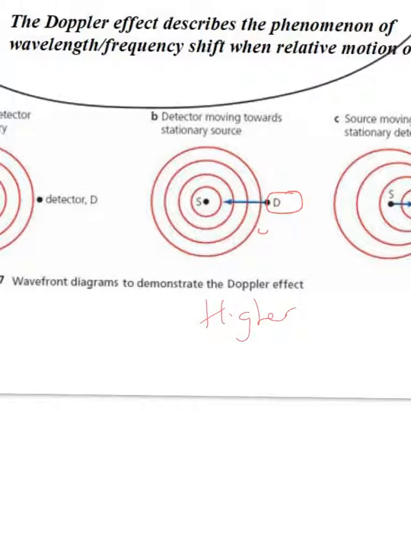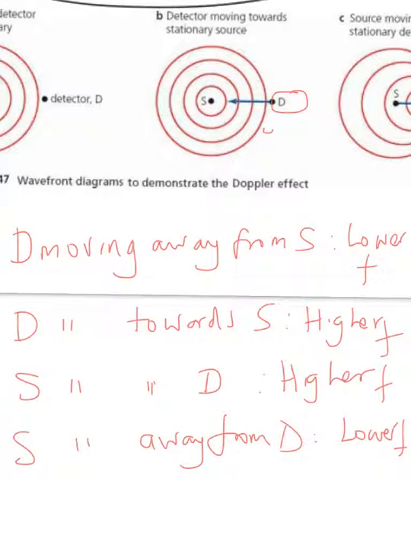And as you move away from it, it would take longer and longer for each wave crest to reach you. So what you would have there is almost like a spreading out of the wave, and that would be a lower frequency. So let me sum that up. As D, the observer, moves away from the source, you would get a spreading out of the wavelength and a lower frequency.